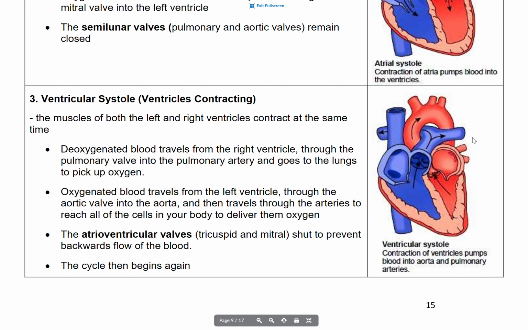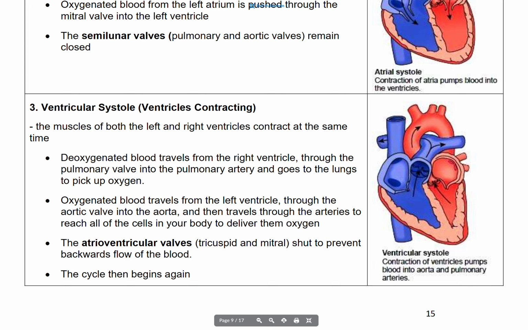These blood vessels go to the lungs, and the oxygen-poor blood is going to pick up oxygen there. Now, oxygenated blood travels from the left ventricle through the aortic valve into the aorta, and then travels through all of the different arteries and aortic branches to reach all of the cells in your body and deliver them all oxygen, like Santa on Christmas. Oxygen Santa delivers toys to all the little girl and boy cells.